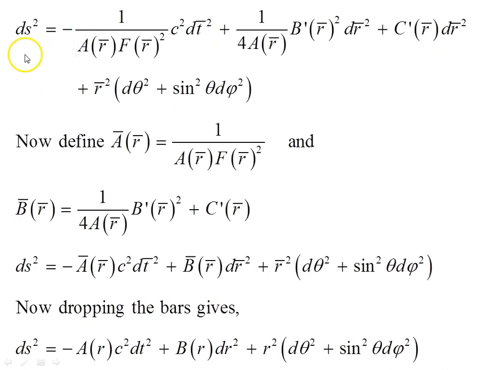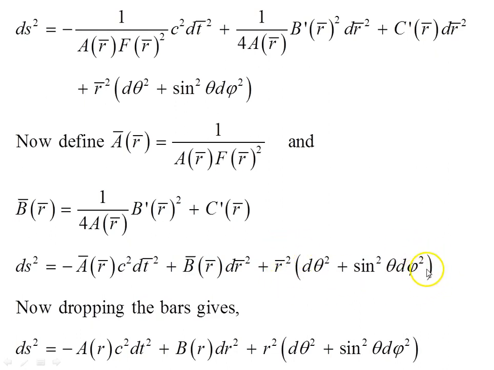Next, our line element becomes ds squared is this object, negative out front, plus this object here, plus that. Okay, now let's just tidy this up, because we've almost got the form we want. Now define a bar of r bar is this object here, so this bit here becomes a bar, and b bar becomes all of this here, that bit there, except for the dr bar squared.